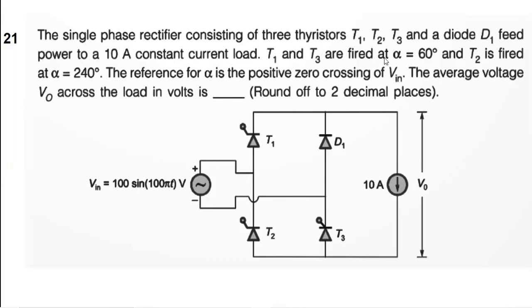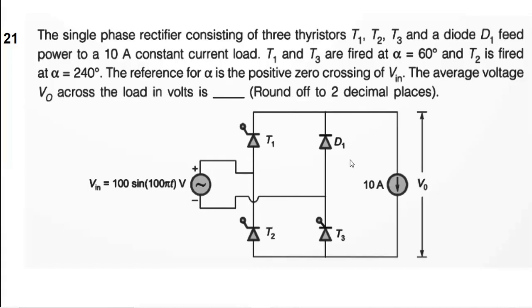T1 and T3 are fired at alpha equal to 60 degrees and T2 is fired at alpha equal to 240 degrees. The reference for alpha is the positive zero crossing of Vin. The average voltage V0 across the load in volts is dash, round off to 2 decimal places. This is a numerical type question. We have to solve this question and fill the correct answer.